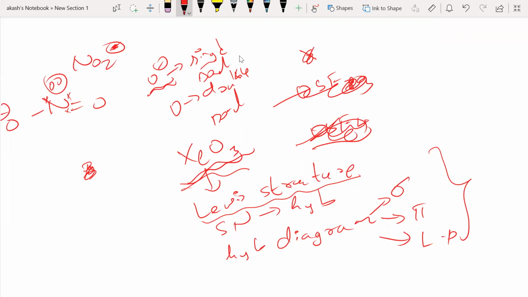Sir, is it the same like last one? 2 sigma bonds and 1 pi bond. So there are 3 oxygen atoms. All the oxygen atoms will form a double bond, right? So there will be 3 sigma and 3 pi bonds.